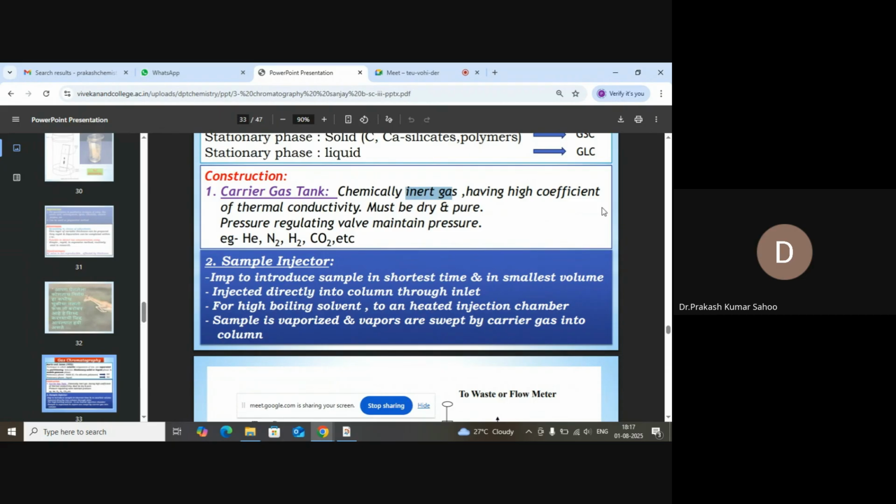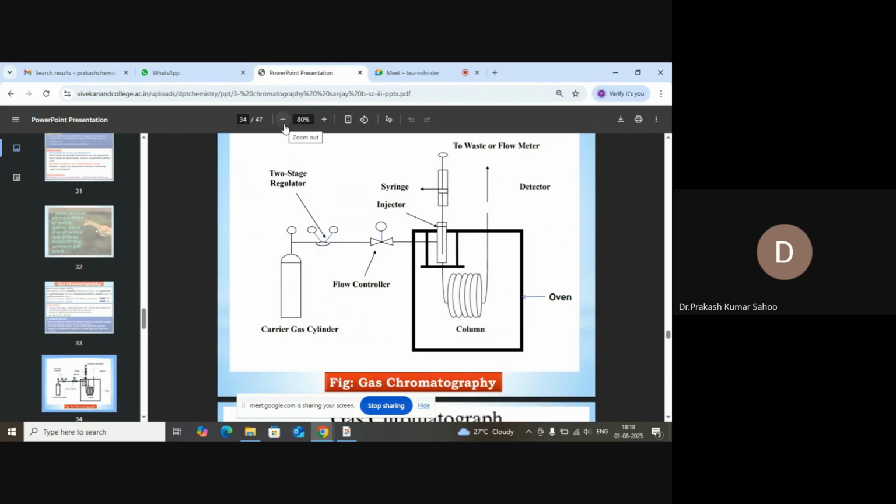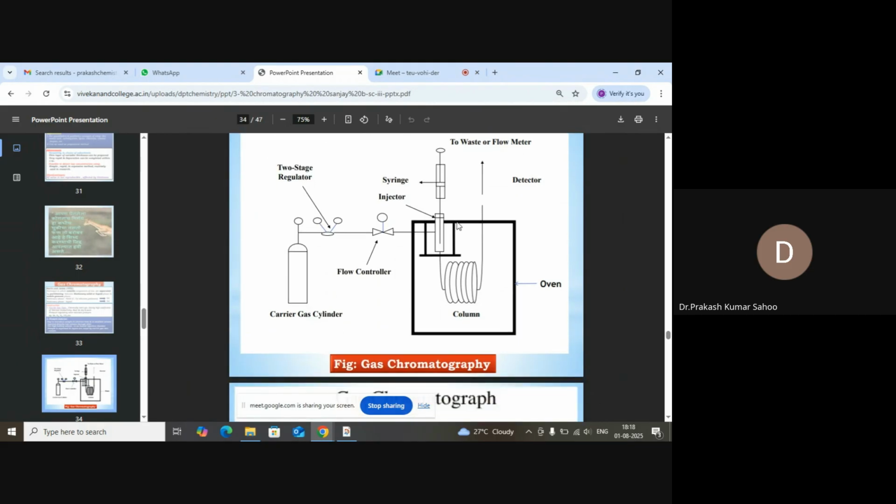So first, a sample gets injected inside the gas chromatograph, followed by a high temperature being applied, by which your sample gets vaporized and the vapors are now moved towards the column. So this is the mechanism of your, yes, this one. So just see here.